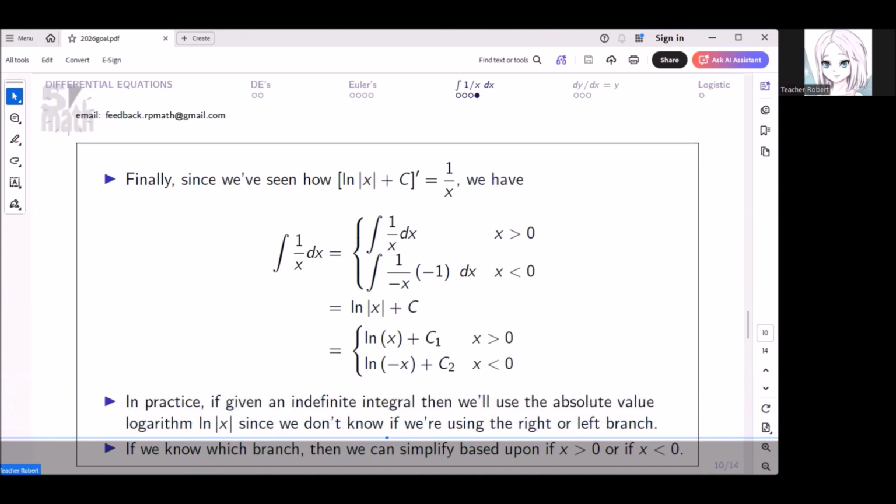In practice, if given an indefinite integral, then we'll use the absolute value logarithm, ln absolute value x, since we don't know if we're using the right or left branch. If we know which branch, then we can simplify based upon if x greater than 0 or if x less than 0.